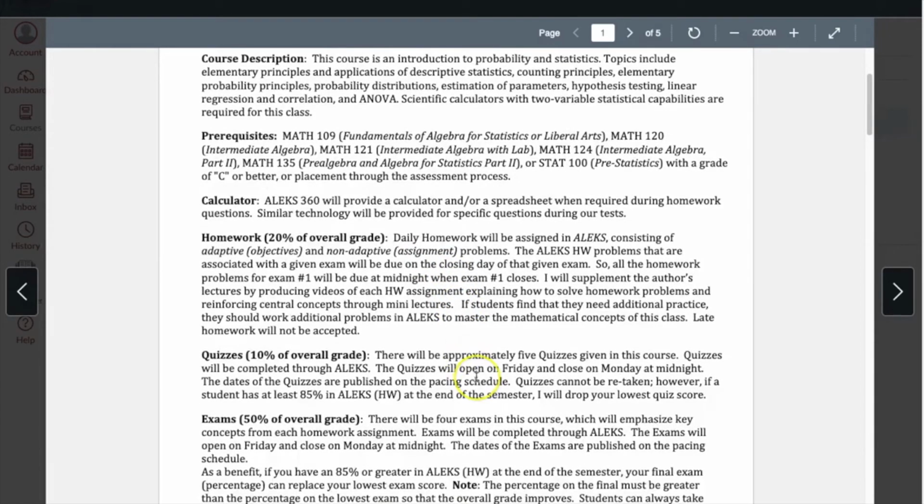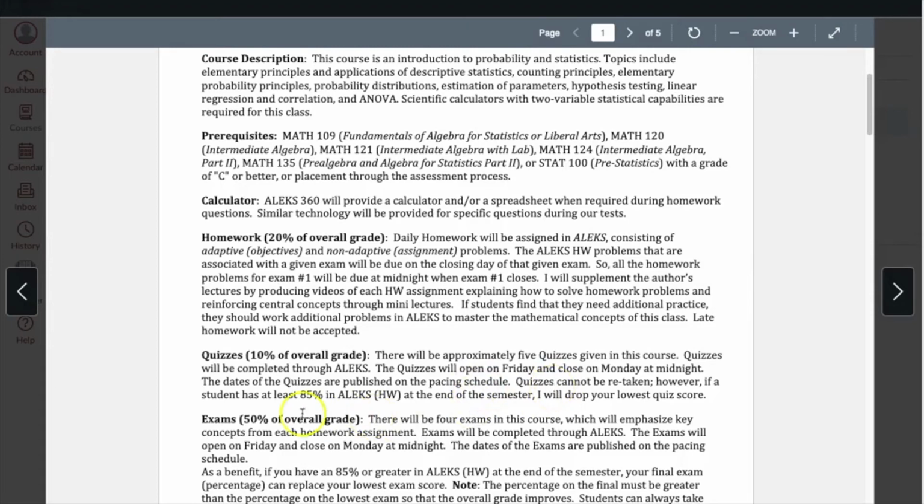Quizzes. There are going to be 5 quizzes tonight. You can see them on the pacing chart, and we don't have any makeups for quizzes. Quizzes will be completed through ALEKS. The quizzes will be open on Friday and closed on Monday at midnight. The dates of the quizzes are published on the pacing chart, pacing schedule. We don't have retakes for quizzes.